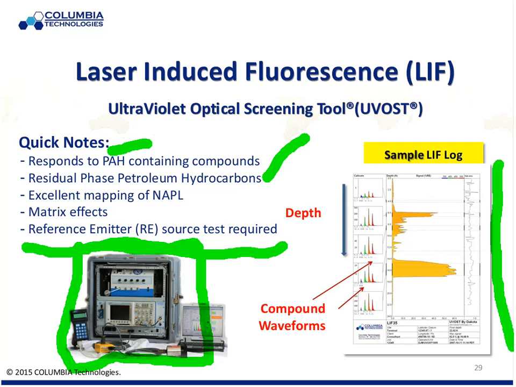So when we get a log, like you see here on the right-hand side, that response will be reported in percent of the reference emitter. The response is going to be primarily driven by the type of compound that's being sensed, and secondarily by the amount of it, because they're all residual phase materials. We'll look at some more of these logs in a few minutes. But you can see here, as we push down, we got a very strong response there and a secondary response here. This zone has a little bit of NAPL in there. We have no NAPL here at all. So very quickly we can take that apart.